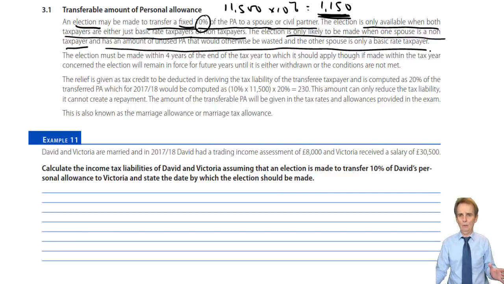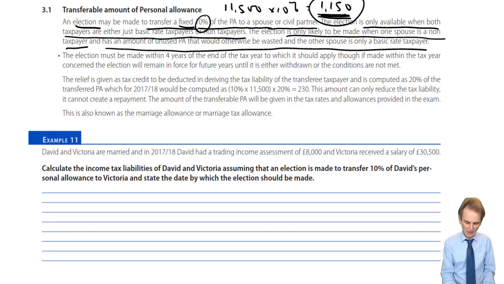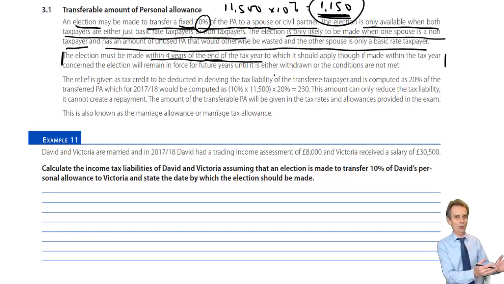Now, what we can't do is simply say, I'd like to transfer the unused bit, the wasted part. No, it is this fixed amount of £1,150 worth of the personal allowance. There's a time period in which this election must be made, which is interesting because this works in one of two ways. It can be made within 4 years of the end of the tax year to which it should apply. So you can look back on a tax year once you know the exact levels of income of each particular spouse and decide, is that going to be worthwhile this year? So we'll make that election.